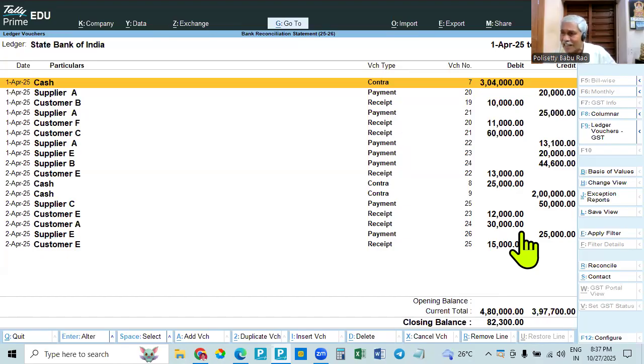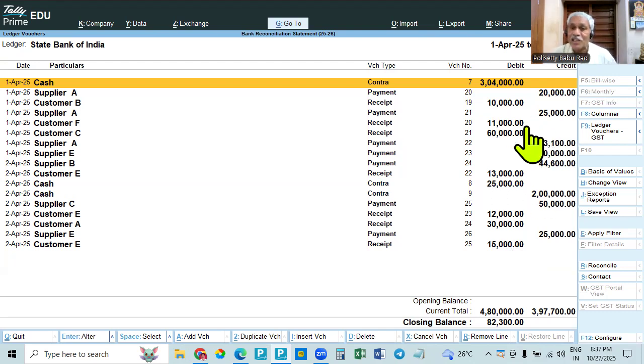Or any other bank charges they will collect, for example for outstation checks, for collecting the check they will take some charge. So like this, some bank charges they will debit our account immediately. But we don't know that, so we will not credit our account. So there will be a difference. Like this, there will be a lot of differences.